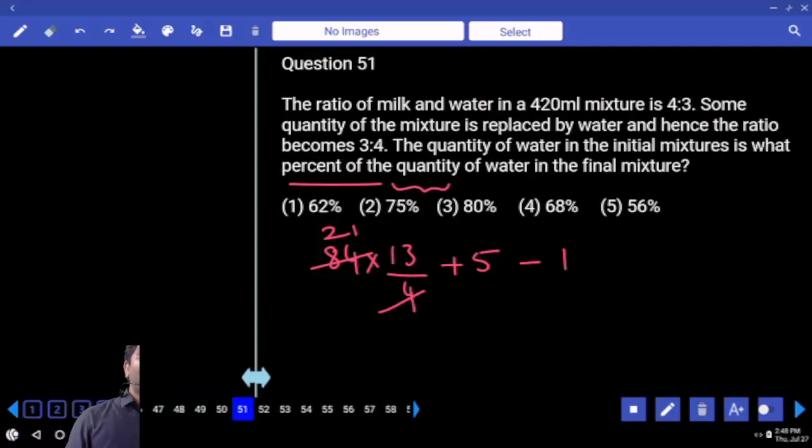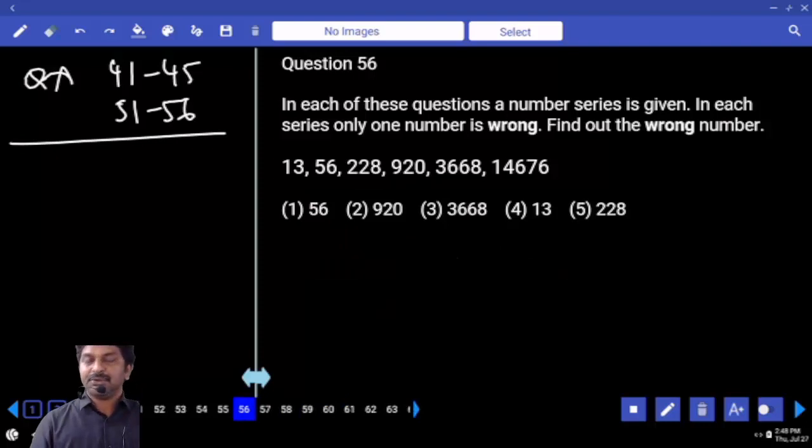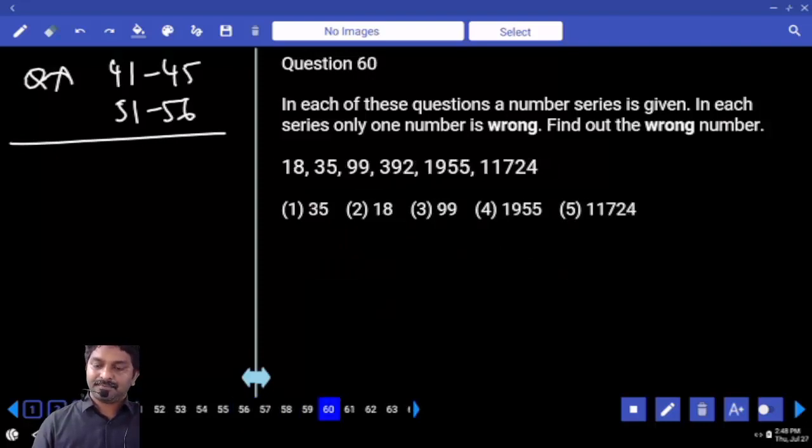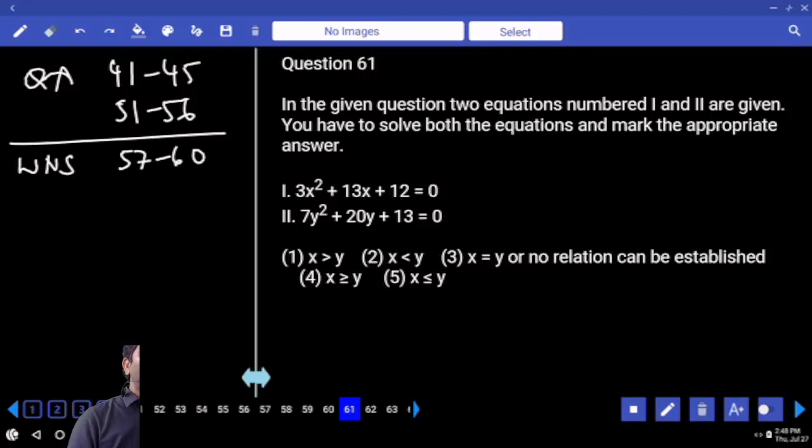The first 5 are quant, right? Questions 41 to 45 are quant. Then again 51 onwards, 51 to 56 also quant. Now what are these? Wrong number series. Do you do it? Right. From where we have 57 to 60, wrong number series. When you are leaving that, put it down on paper.